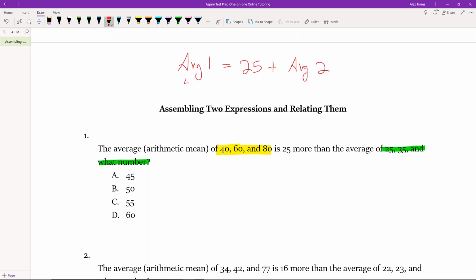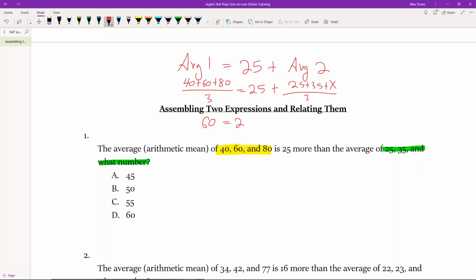So average number 1, the average, is the sum over the number of pieces. So the average of 40, 60, and 80 is the sum of 40 and 60 and 80 divided by the number of pieces, which is 3. And that's 25 more than the average of 25, 35, and an unknown number, the sum of them divided by the number of pieces. So we can go ahead and calculate the sum of 40, 60, and 80 and then divide by 3, and we'll get 60.